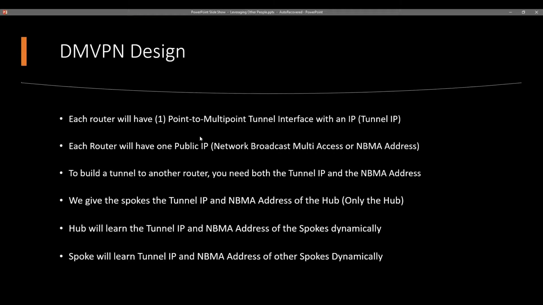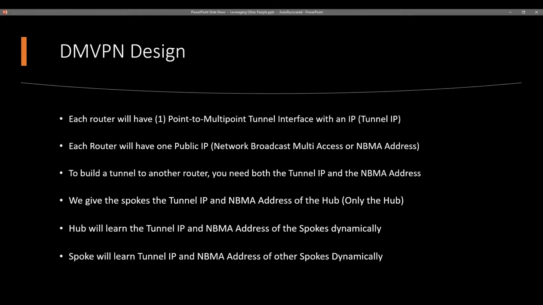Now, we're going to give the spokes the tunnel IP and the NBMA address of the hub when we do the configuration on the spokes, but we're only going to give them the tunnel IP and NBMA address of the hub. We're not going to give them the information for the other spokes, because we want the spokes to learn the tunnel IP and NBMA address of other spokes dynamically, meaning we want them to learn this information automatically without us having to give them anything.